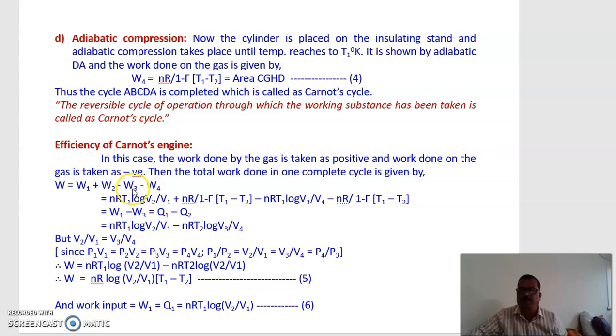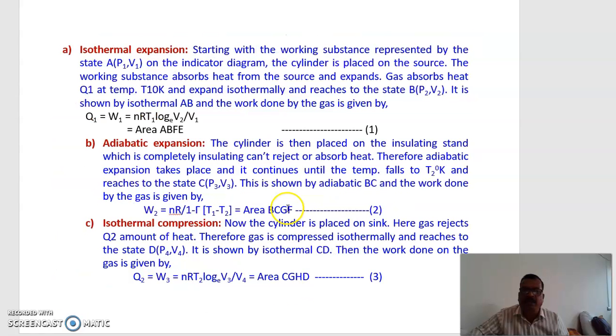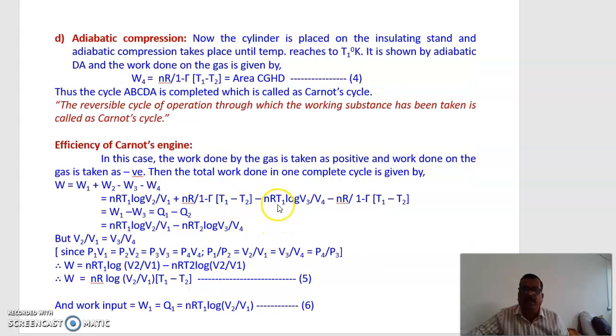isothermal compression, the isothermal process work done is nRT2 log of P3 by P4, minus W4, which is adiabatic compression, that is the adiabatic work done nR divided by 1 minus gamma, T1 minus T2. That is equal to, see how it works now: this is nRT1 log of P2 by P1 and this is nRT2, here it is T2, nRT2 log of P3 by P4.